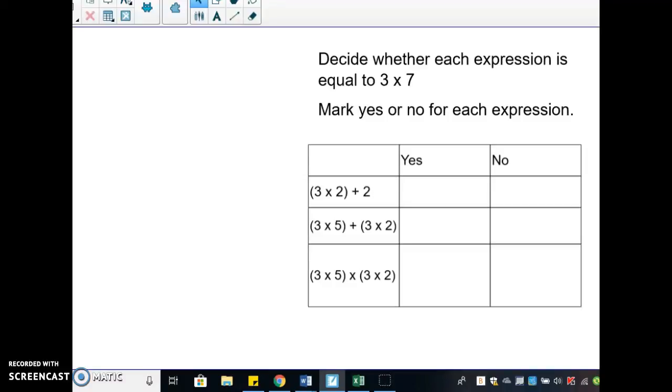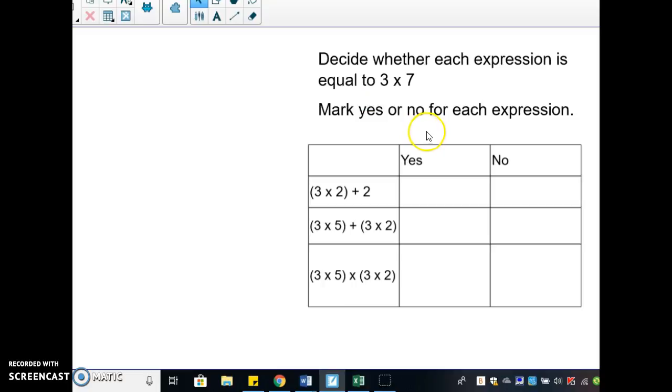Hey guys, we're going to work on an SBAC question that you're going to encounter. The SBAC question is the following. Decide whether each expression is equal to 3 times 7. So, with this kind of question, you have 4 parts.